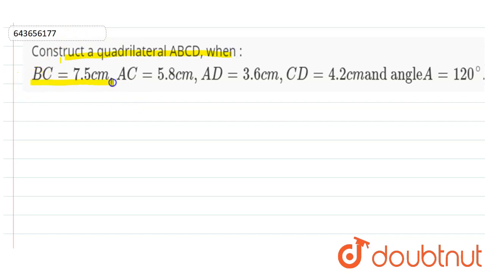Hello student, in this question construct a quadrilateral ABCD and these are the given informations. BC is 7.5, AC is 5.8, AD is this and CD is this, and angle A is 120 degrees. So first of all, always draw a rough diagram.